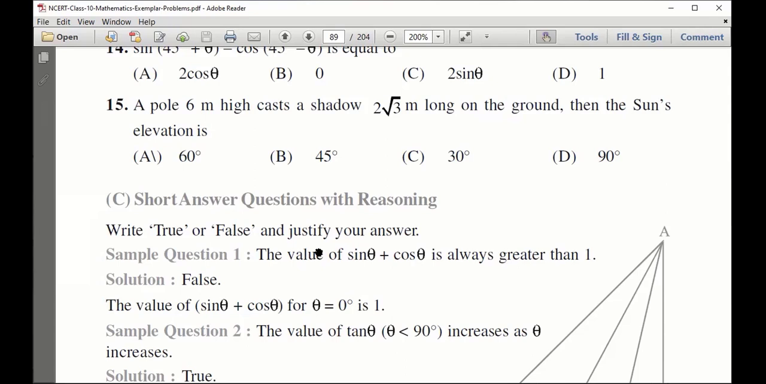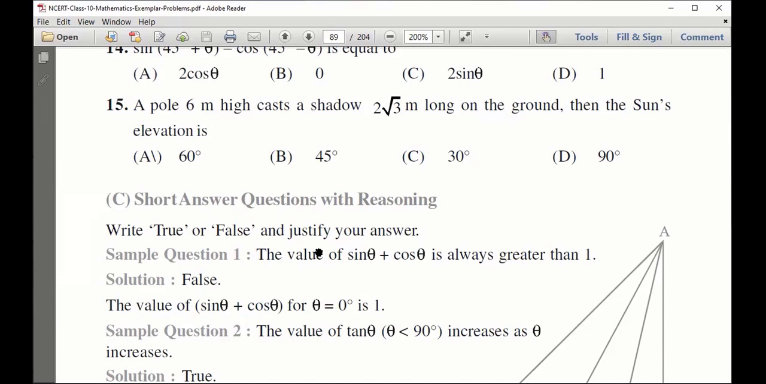Last question. A pole is 6 meter high. Say that is the perpendicular. Shadow is 2 root 3 meter long on the ground. So that becomes the base. It's the shadow on the ground. We know base, we know perpendicular. Sun's elevation, we have to find an angle. Use tan theta. Tan theta is P by B. So 2 root 3 by 6. Root 3 by 3, or 1 by root 3, or 30 degree. Yes, that's it. All oral.